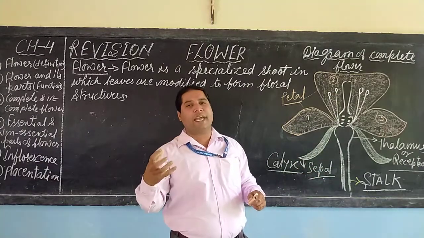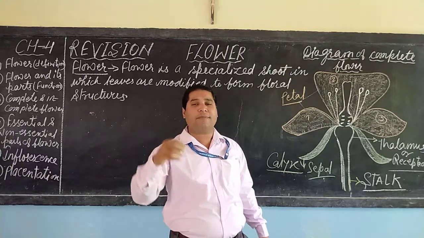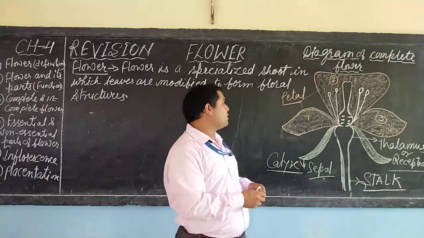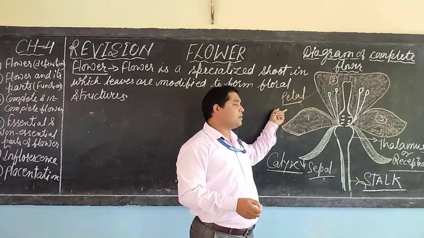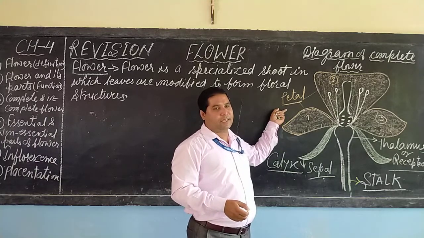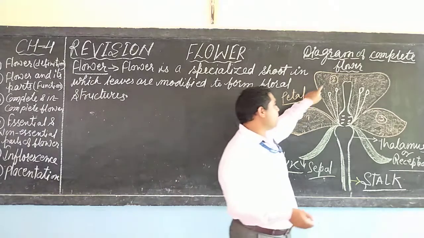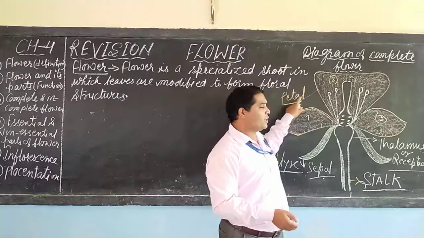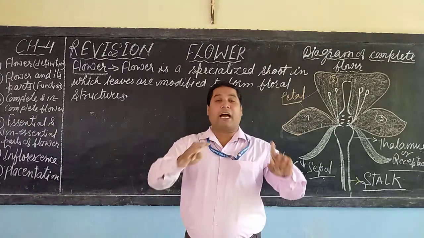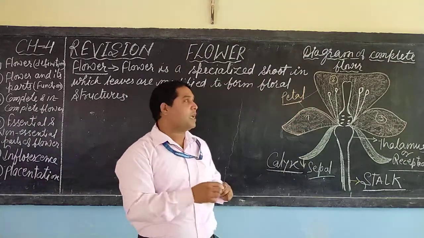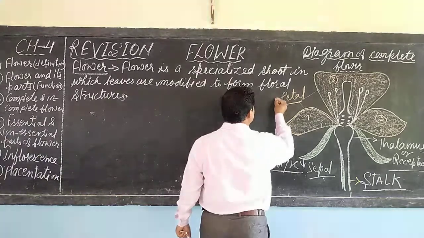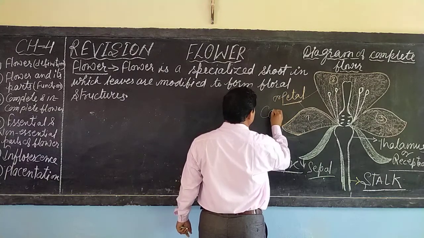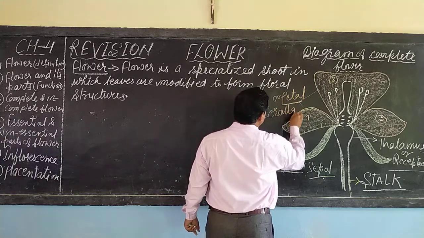There are different agents which help to transfer the pollen from the anther to stigma, but among them a few agents are attracted by the petals. So dear student, the colored part of the flower is known as petal, whereas the collective name of the petals is known as corolla.